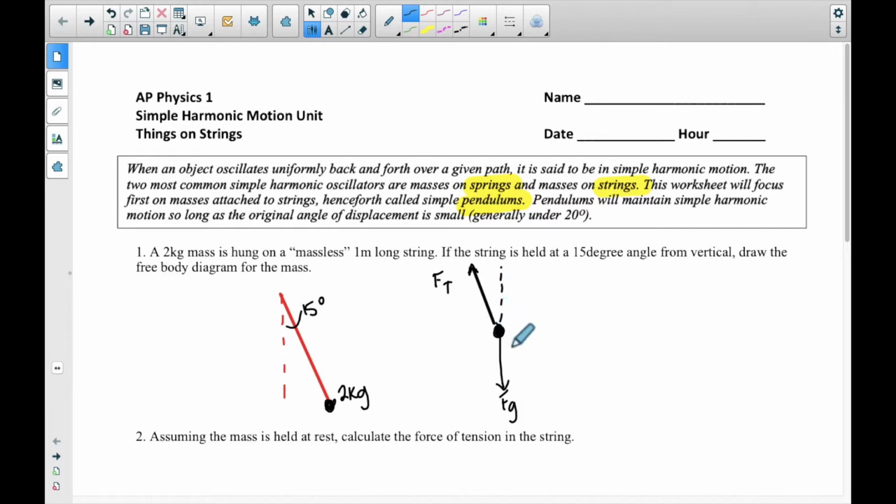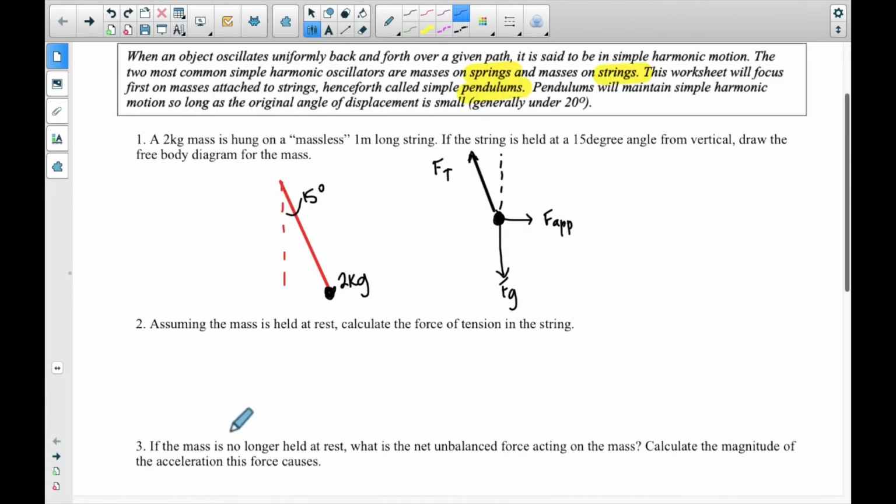But of course, this is not an equilibrium because we've got this extra x component over here. So we're going to draw a little bit of an x component over here, and we're going to call that the applied force. That's you holding the pendulum in position. Okay, let's look at question number 2. Assuming the mass is held at rest, calculate the force of tension in the string. So we have this force of tension.